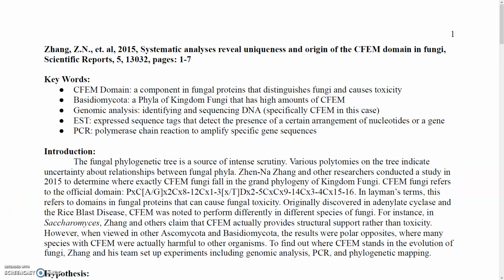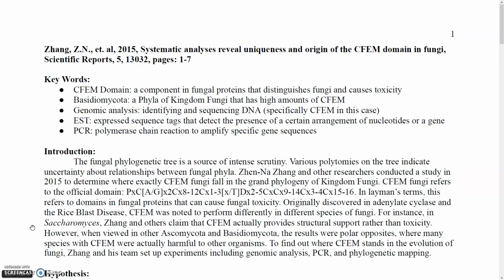And today we're going to be going over a study done by Zhengna Zhang, who covers systematic analyses revealing the uniqueness and origin of the CFEM domain in fungi. Some keywords from this paper include CFEM domain, which is a component in fungal proteins or a sequence of nucleotides that distinguish fungi and cause toxicity.